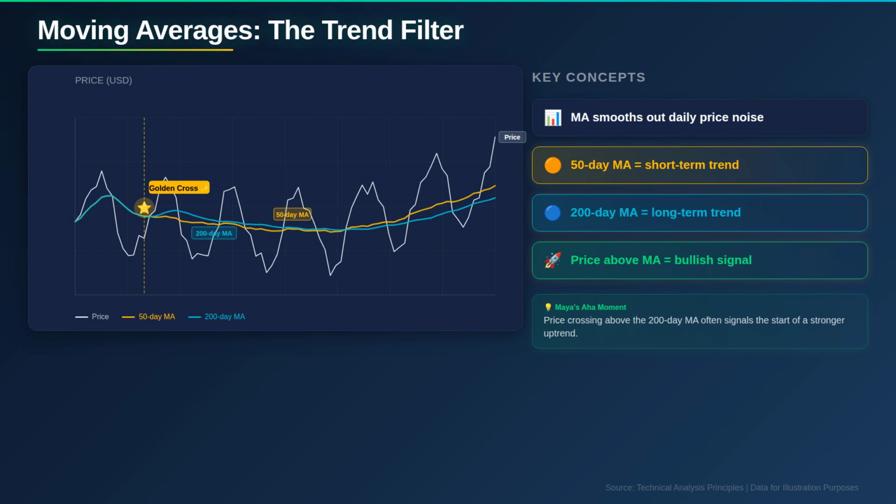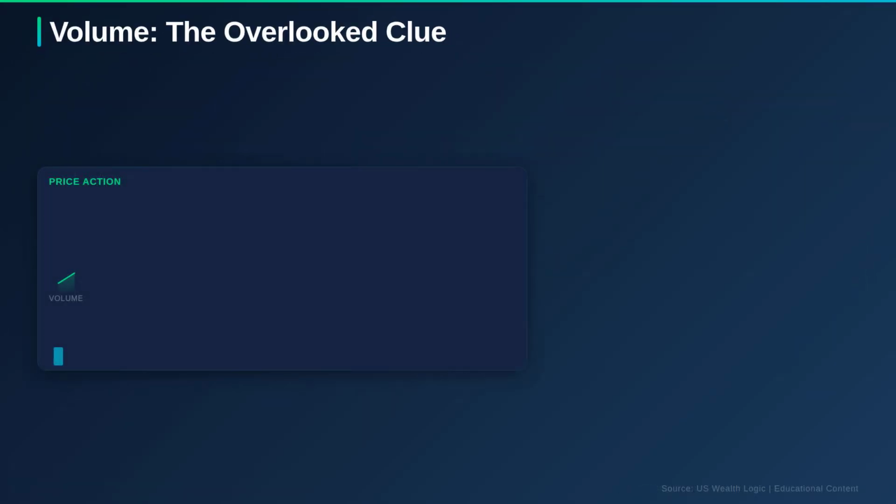Maya's aha moment came when she noticed that every time a stock's price crossed above its 200-day moving average, it often marked the start of a stronger run. That doesn't mean it always happens, but it's a data point worth watching.